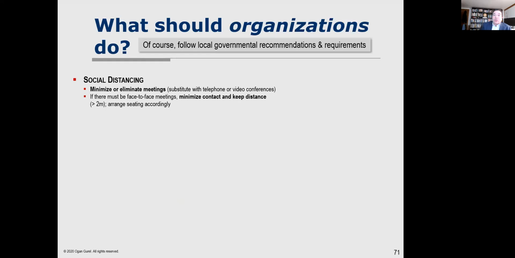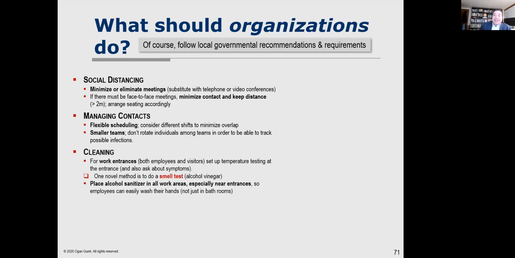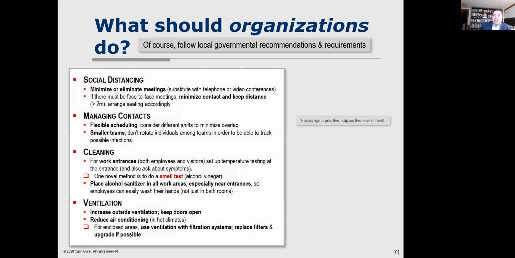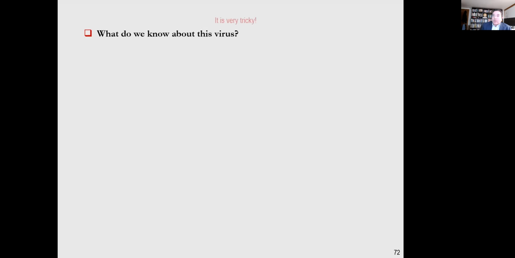What should organizations do? Social distancing, minimizing contacts, managing contacts, flexible scheduling, smaller teams, cleaning areas, and so forth. Ventilation is very important. Of course, the mental health aspect, obviously you want team building, but not with personal touching, but still find ways to do a positive, supportive environment.